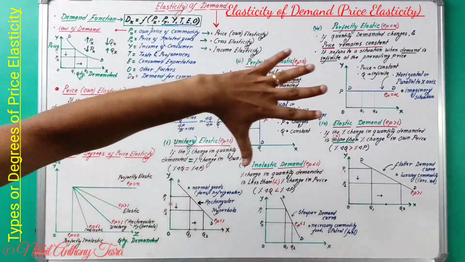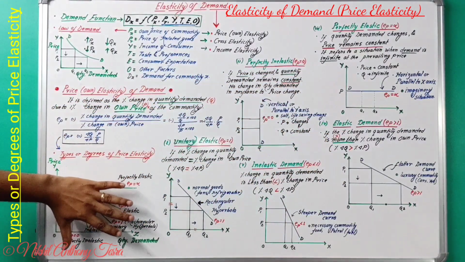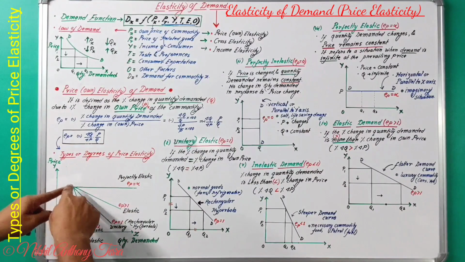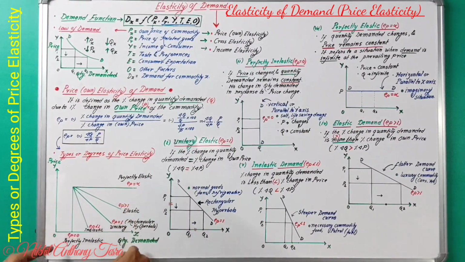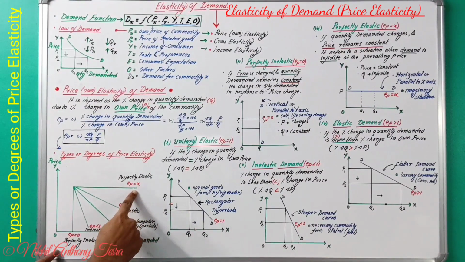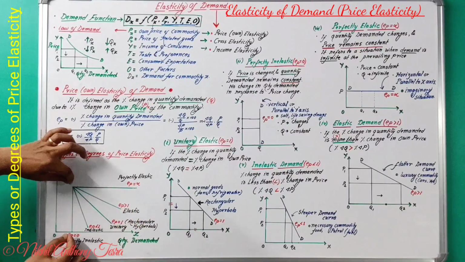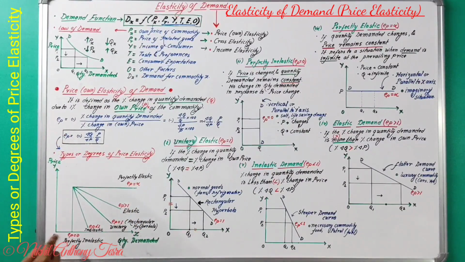Now the same thing I am copying and pasting over here. This is parallel to the x-axis, that is EP equals infinity. This one is parallel to the y-axis, this is EP equals 0. This is EP equals 1, the middle one. This is above 1, so that should be considered as greater than 1. This is below 1, so this is less than 1.